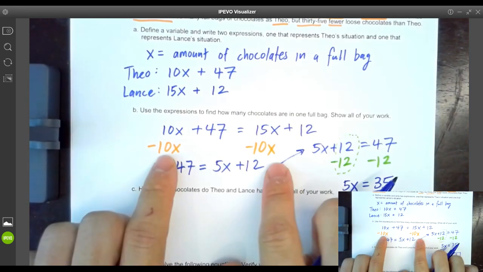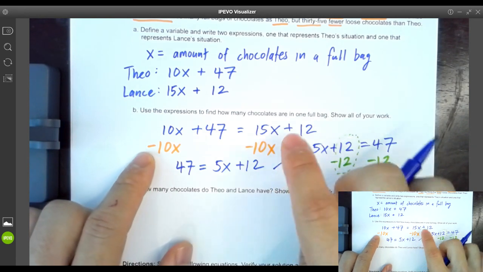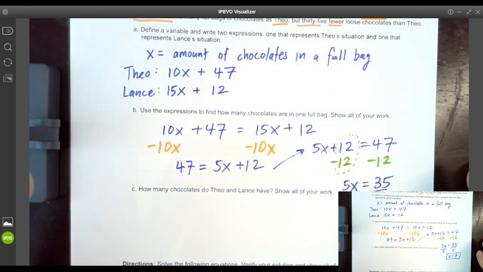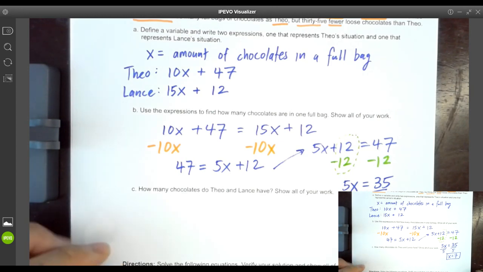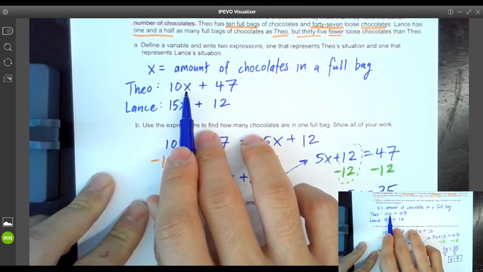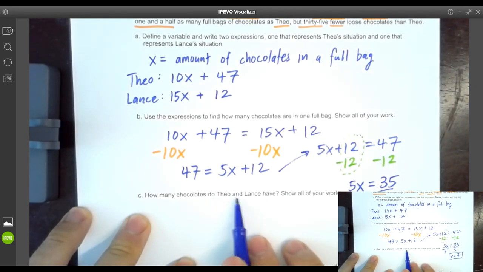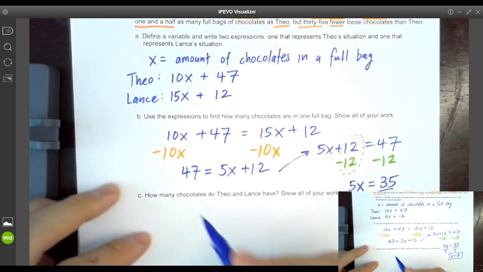So I hope you saw that, of course, you don't have to subtract 10x from both sides. You could have subtracted 15x from both sides and you would have been fine. I just like to keep the variable positive because it prevents me from having to multiply or divide by a negative later on. Okay, so now that I know that x is 7 and you basically know that a full bag has 7 chocolates, it says how many chocolates do Theo and Lance have? Remember that they have the same amount.